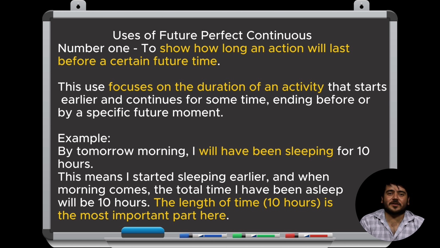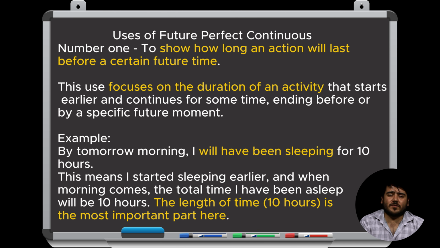Uses of future perfect continuous. Number 1, to show how long an action will last before a certain future time. This use focuses on the duration of an activity that starts earlier and continues for some time, ending before or by a specific future moment.